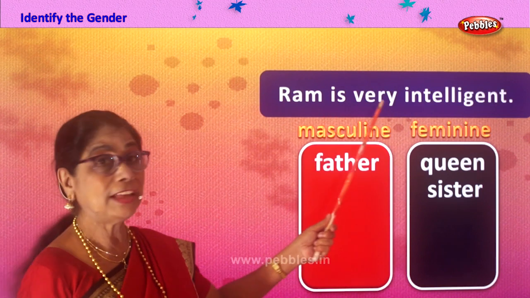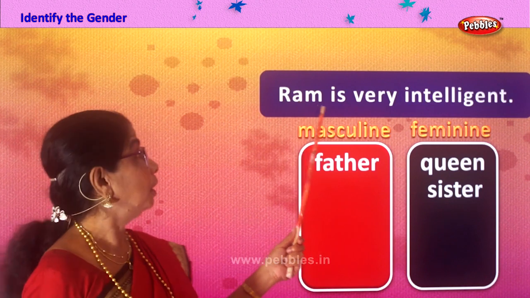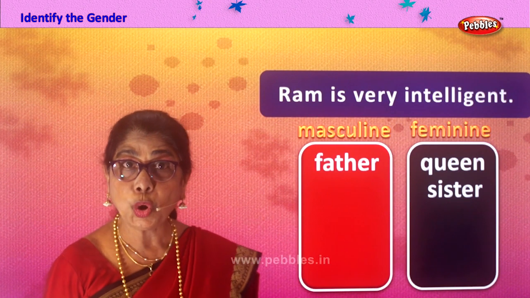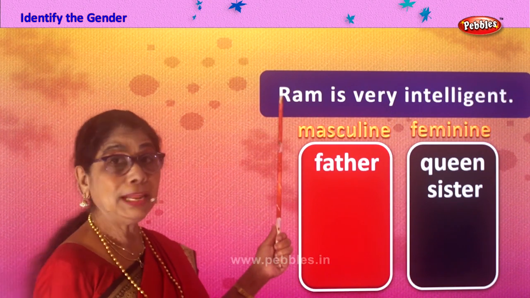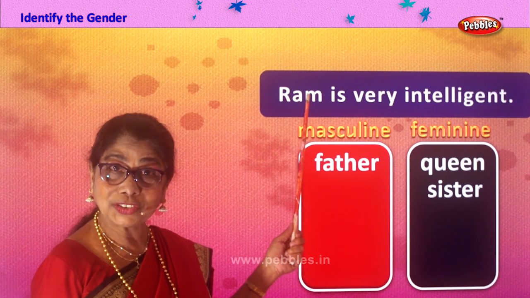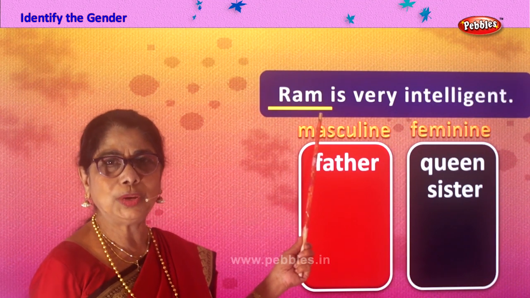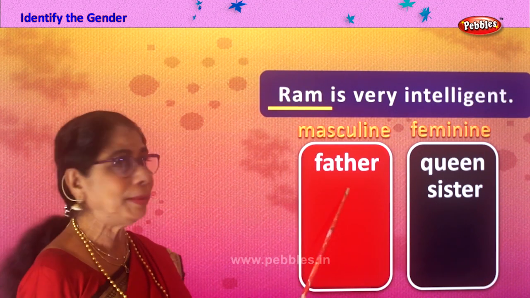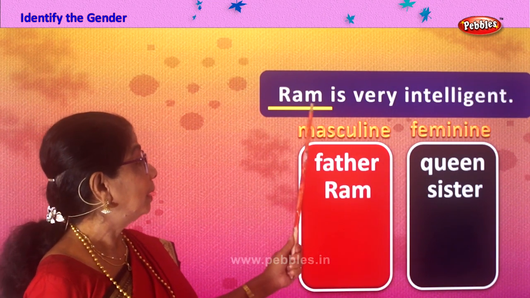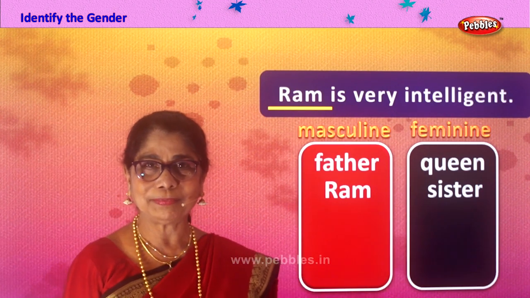Ram is very intelligent. The boy Ram, very clever fellow. What is Ram? Name of a boy. Ram is masculine or feminine gender? Definitely masculine. So we underline Ram, masculine gender. Now which box will you put it? We put it into the red box. Good. So Ram goes into the red box. It's a masculine gender. Ram is very intelligent.